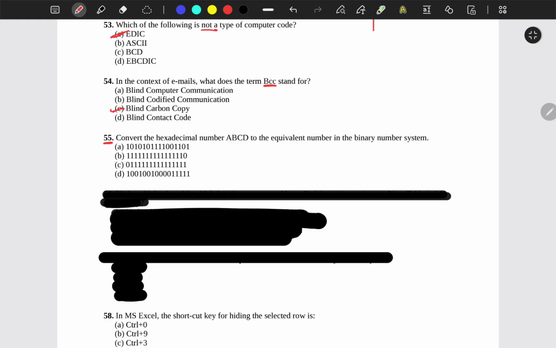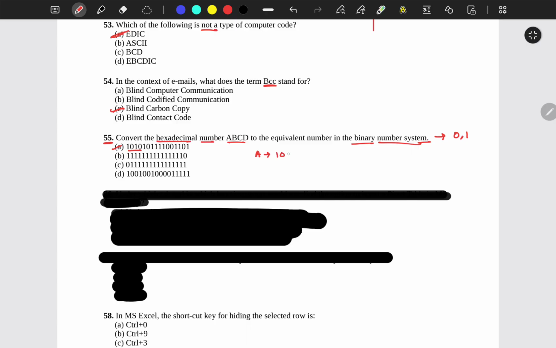This is a question I think you need to practice. Convert the hexadecimal number ABCD to the equivalent number in the binary number system. So binary number system consists of zeros and ones, right? Zeros and ones, you know that. So I'll straightforward give you the answer, option A. So why option A? I'll tell you. In binary system you can only use zeros and ones, right?